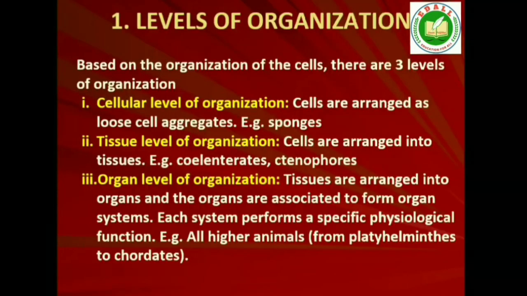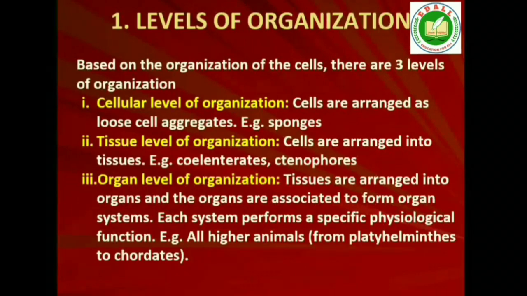Though all members of Animalia are multicellular, all of them do not exhibit the same pattern of organization of cells. For example, in sponges, the cells are arranged as loose cell aggregates, that is, they exhibit cellular level of organization. Some division of labor, or activities, occurs among the cells. In coelenterates, the arrangement of cells is more complex. Here the cells performing the same function are arranged into tissues, hence it is called tissue level of organization.